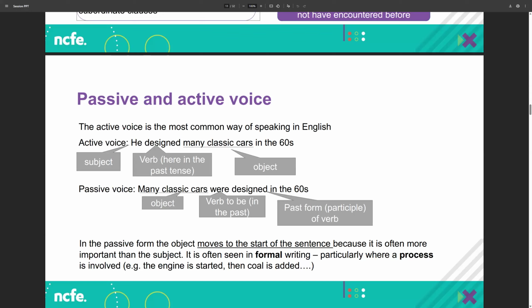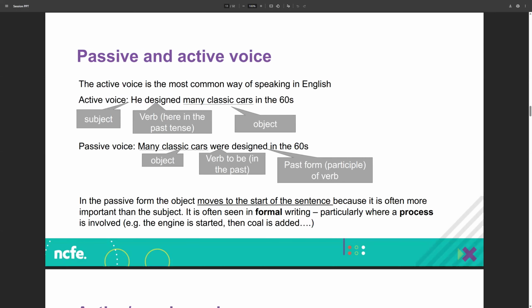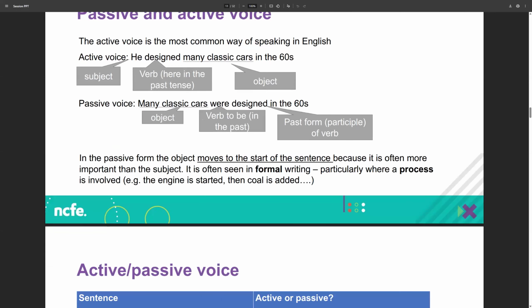So I can't say "many classic car was designed", because "many" means plural. But "a classic car was designed in the 60s" works for this classic car. Does that make sense? So with "were" and "was", there's a singular and plural difference.